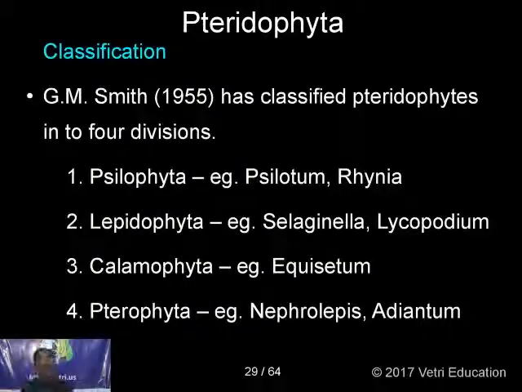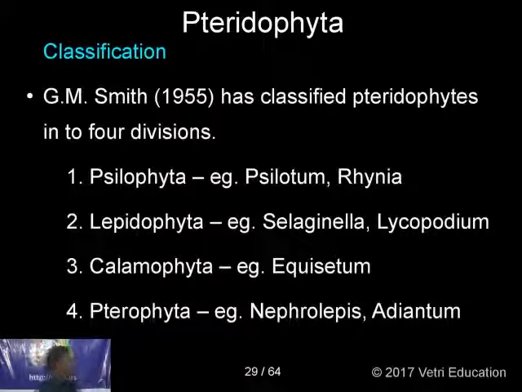So regarding the classification of pteridophytes, G.M. Smith in 1955 has classified pteridophytes into 4 divisions. Number 1, Xylophyta, example Xylotum, Rhynia. Lepidophyta, example Selaginella, Lycopodium. Calamophyta, example Equisetum. Pterophyta, example Nephrolepis, Adiantum. Now let us see some few characters of different divisions.